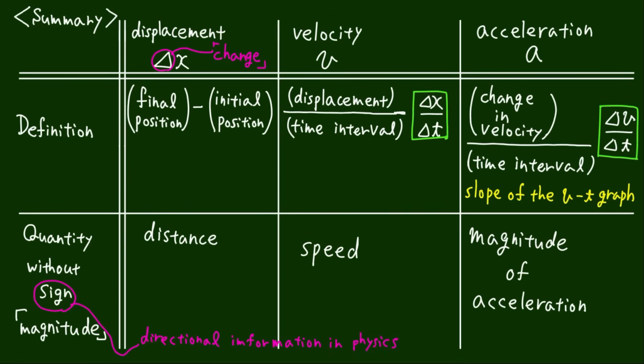Now we call the quantity obtained by removing the sign from displacement distance. Also, we could determine this distance from the area of a VT graph. This was also an important point. Is that clear? And we called the magnitude of velocity speed. Furthermore, we called the magnitude of acceleration the magnitude of acceleration. Let us firmly recognize that these quantities, distance, speed, and magnitude of acceleration, are incomplete information that does not include directional information or signs. Is that understood?